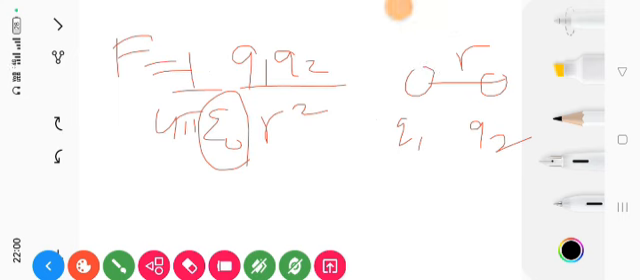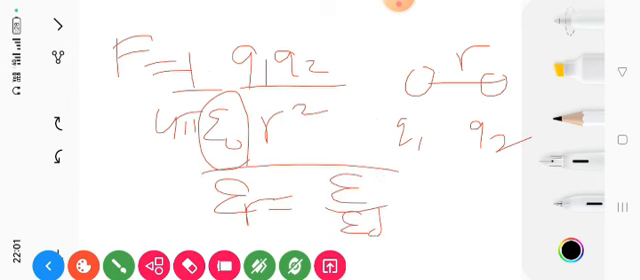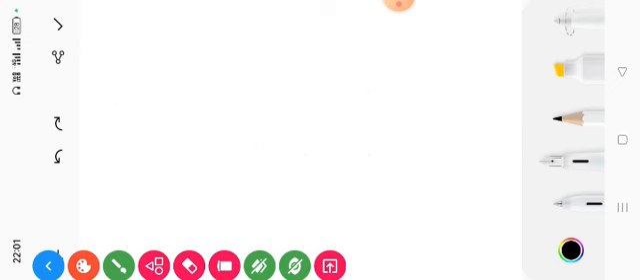So if the medium is water, then in that case the force will be reduced by a factor. We have another term, the relative permittivity. This is epsilon upon epsilon naught. Basically this is a number, and this tells us how many times the force will be reduced.